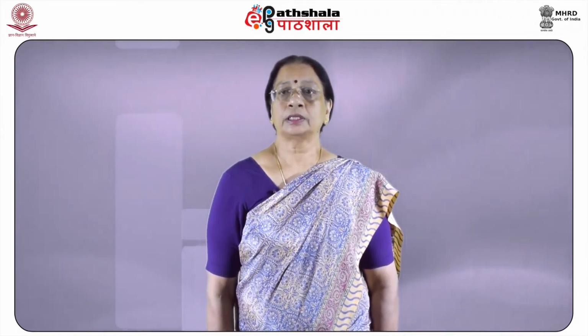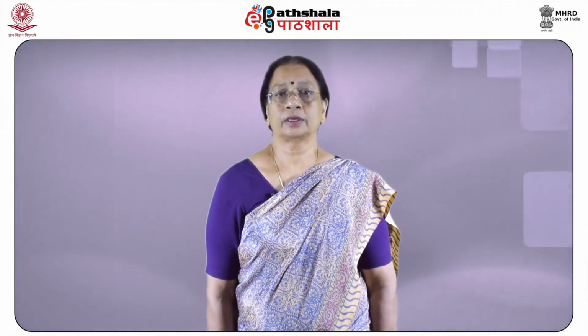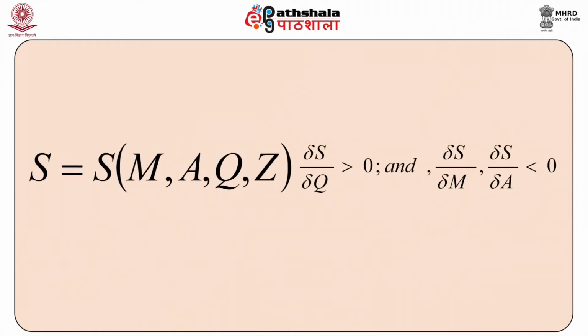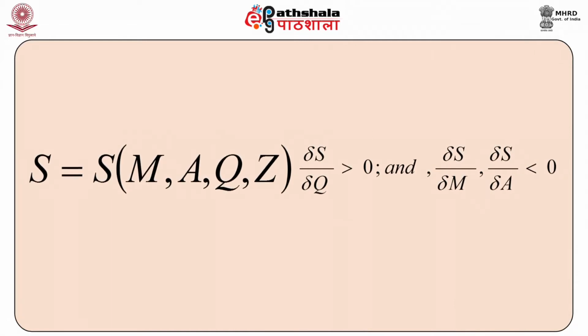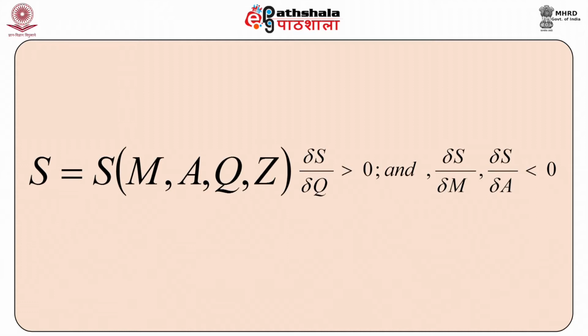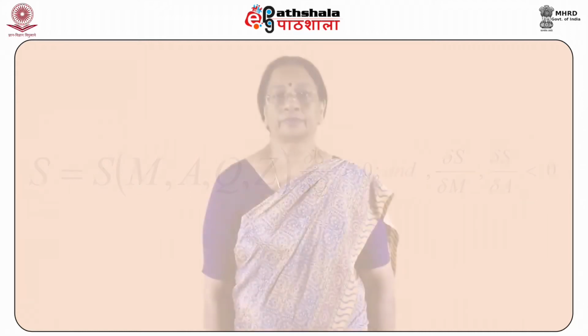An individual's household health production function can be written as S depends on M, A, Q, Z, with the condition that delta S by delta Q is greater than 0, that is positive, and delta S by delta M and delta S by delta A are less than 0, that is negative.